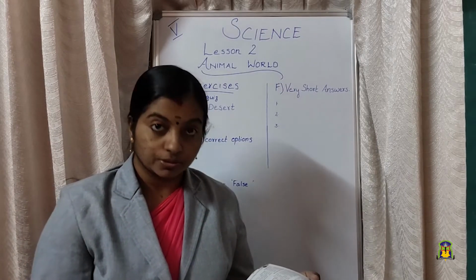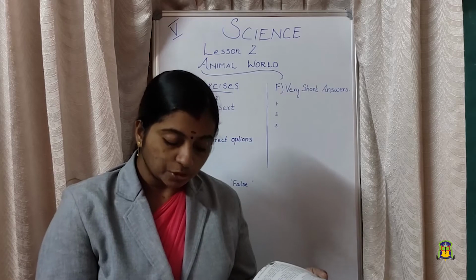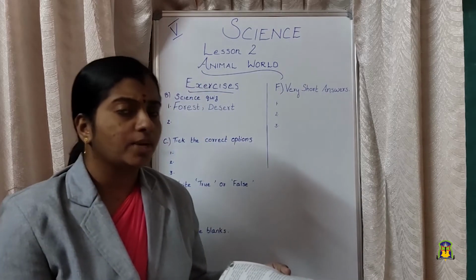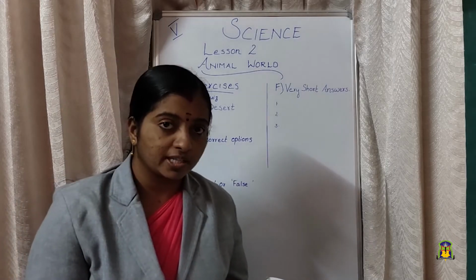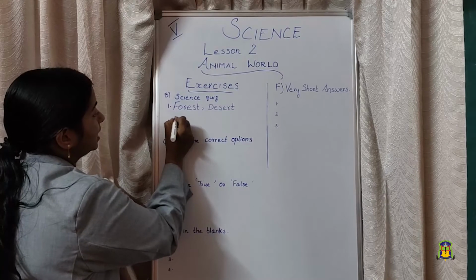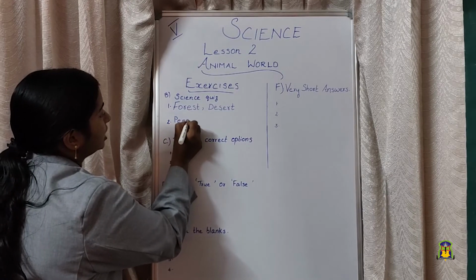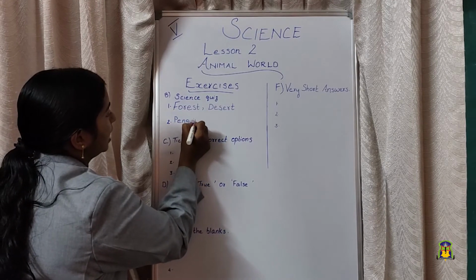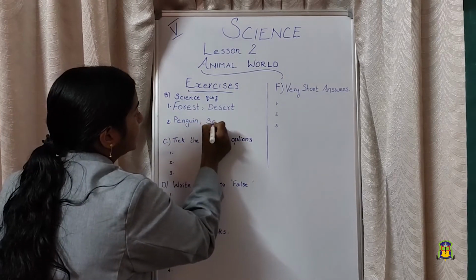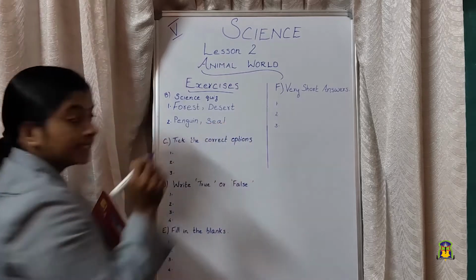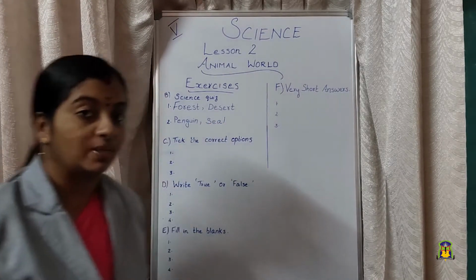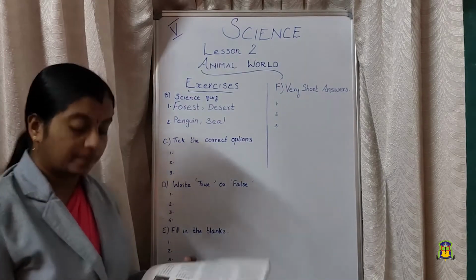Then the second question, name any two animals that are found in polar regions. Yes, penguin, P-E-N-G-U-I-N, penguin, then seal, S-E-A-L, seal. These are the two animals that are found in polar regions, penguin and seal.